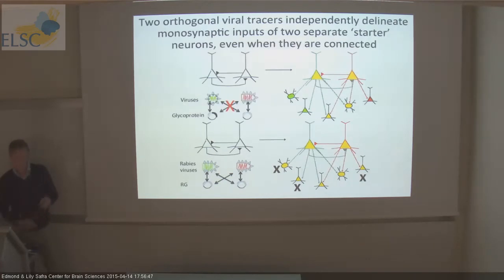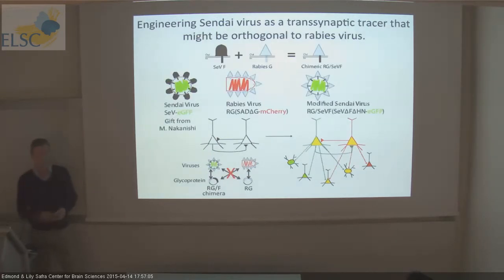So what you need is a system where you use some other kind of virus that's orthogonal, that's complemented by some other gene that's deleted. And that's what we've done with the Sendai virus: we built a different kind of virus, a Sendai virus, that's complemented with a different glycoprotein. Sendai virus, like rabies virus, is a negative strand RNA virus. We use a version that has the glycoprotein genes deleted from its genome. But Sendai virus normally wouldn't spread between neurons.